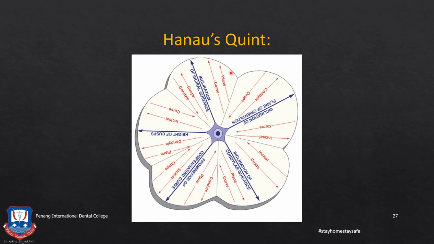So this is Hanau's Quint, which I mentioned earlier, and all the five factors, such as the condylar guidance, the incisal guidance, the plane of occlusion, the cuspal inclination, and the compensating curve, are determining factors in the balanced occlusion.